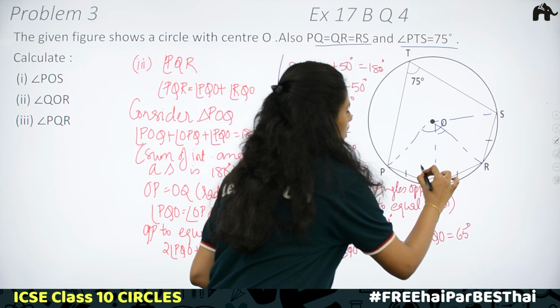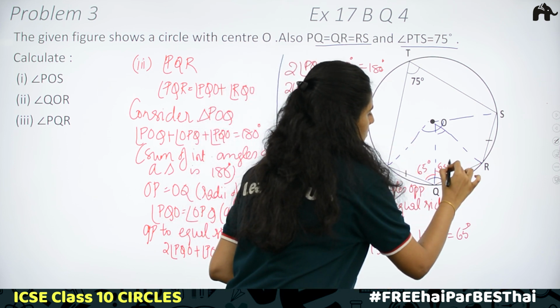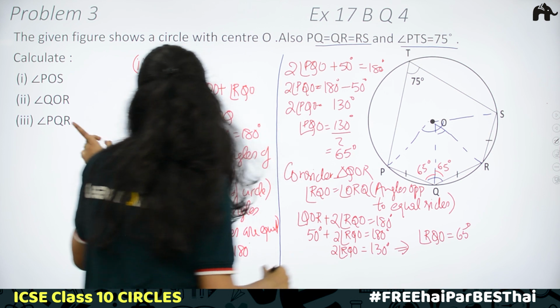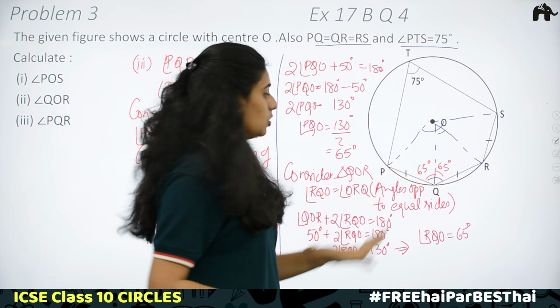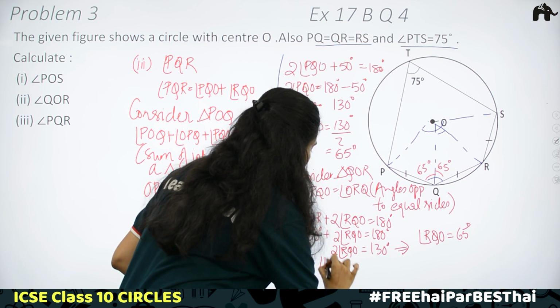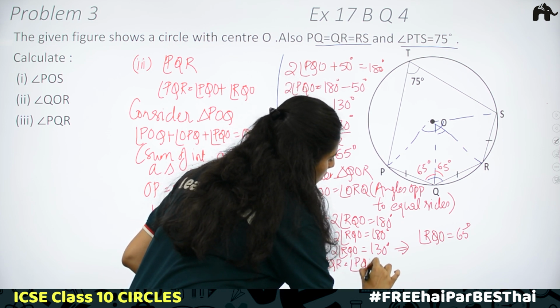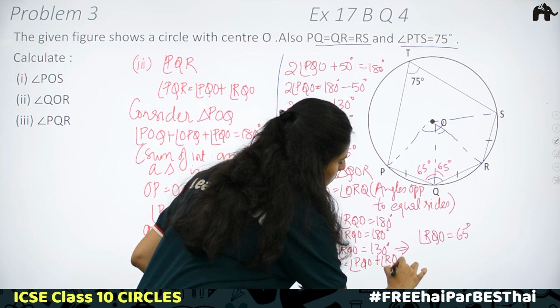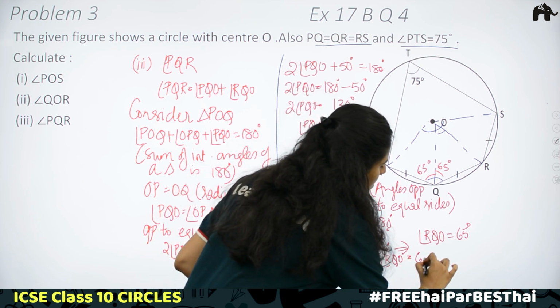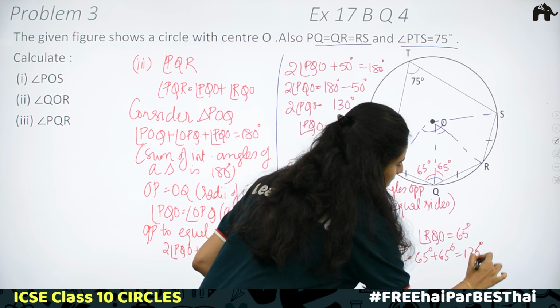Okay, here we got PQO as 65 degrees and RQO is also equal to 65 degrees. What we have to find? We have to find PQR. PQR is the sum of PQO and RQO. Angle PQR is equal to angle PQO plus angle RQO, and that is equal to 65 degrees plus 65 degrees, which is equal to 130 degrees.